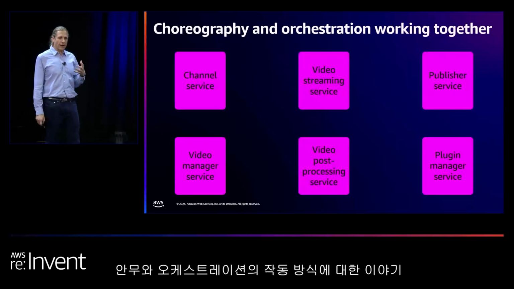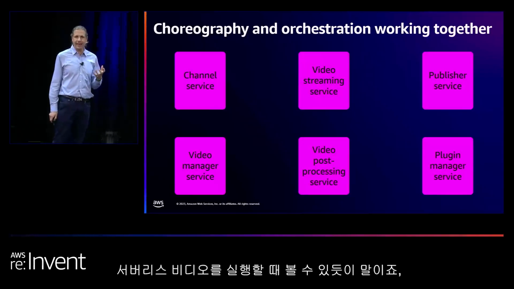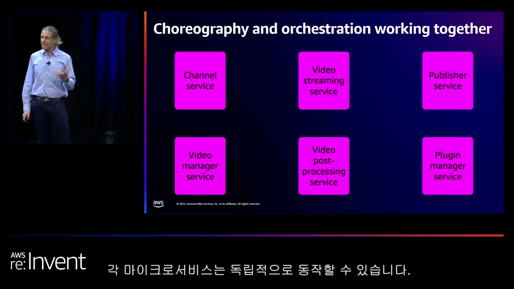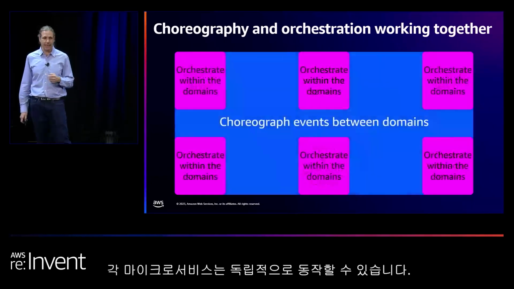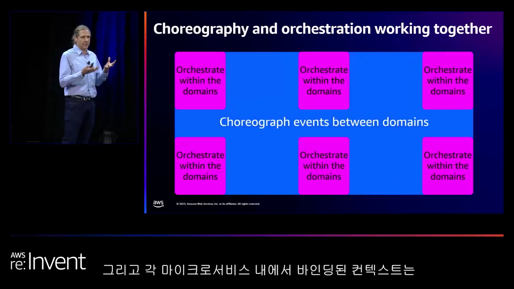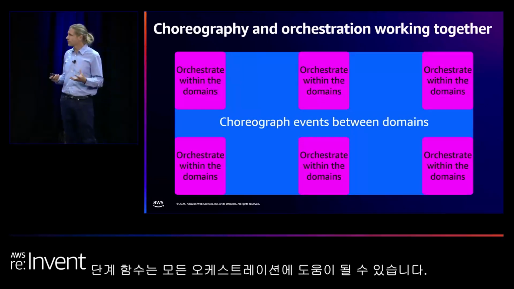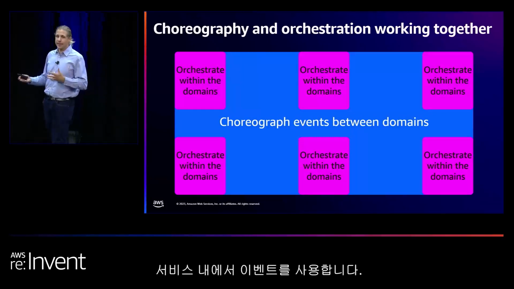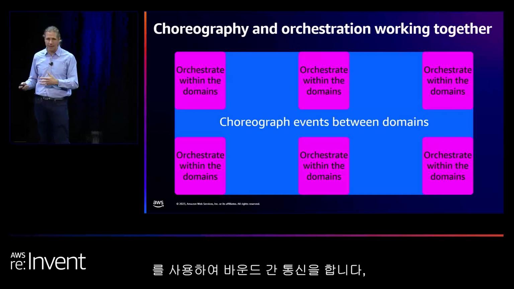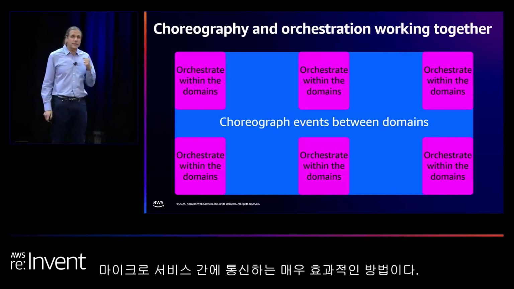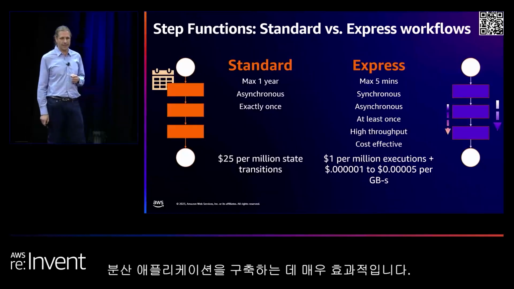So the story of how choreography and orchestration work together, as we see when running Serverless Video, is that each of the microservices can act independently, and within each microservice, the bounded context then decides what happens. Step Functions can help with any orchestration within the service, and then use events to communicate between the bounds, between the microservices, which is a very effective way to build distributed applications.